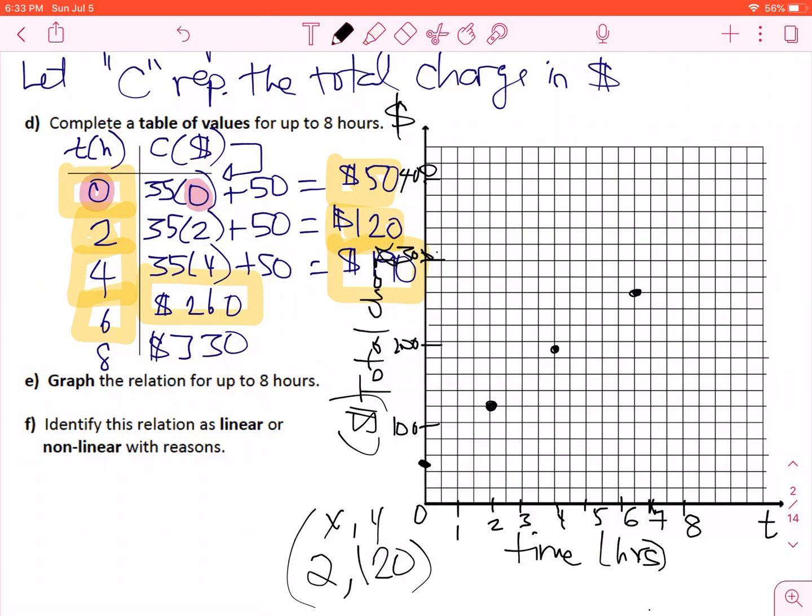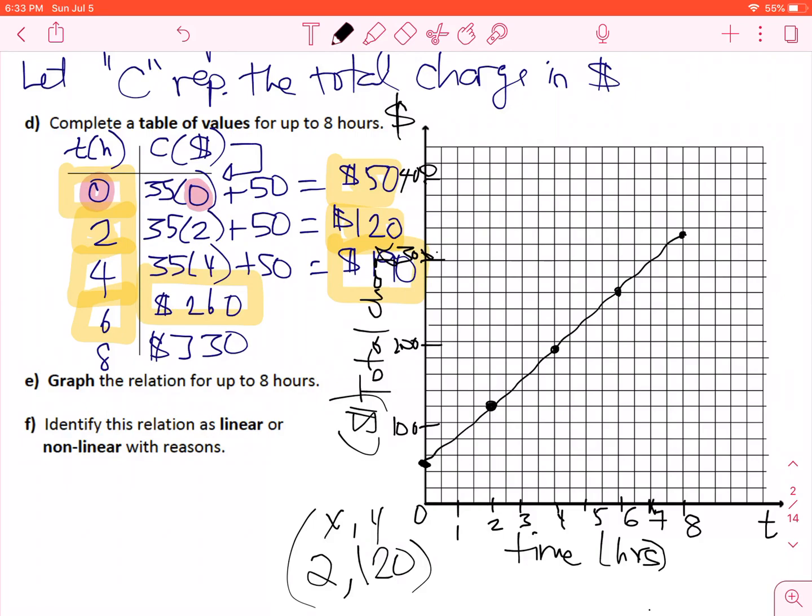Okay. There we go. 6, 260, and then 8, 330. 300, 320, right there. Okay. Now, of course, you would take a ruler and join those dots, and we would decide based off of this if this was linear or nonlinear.